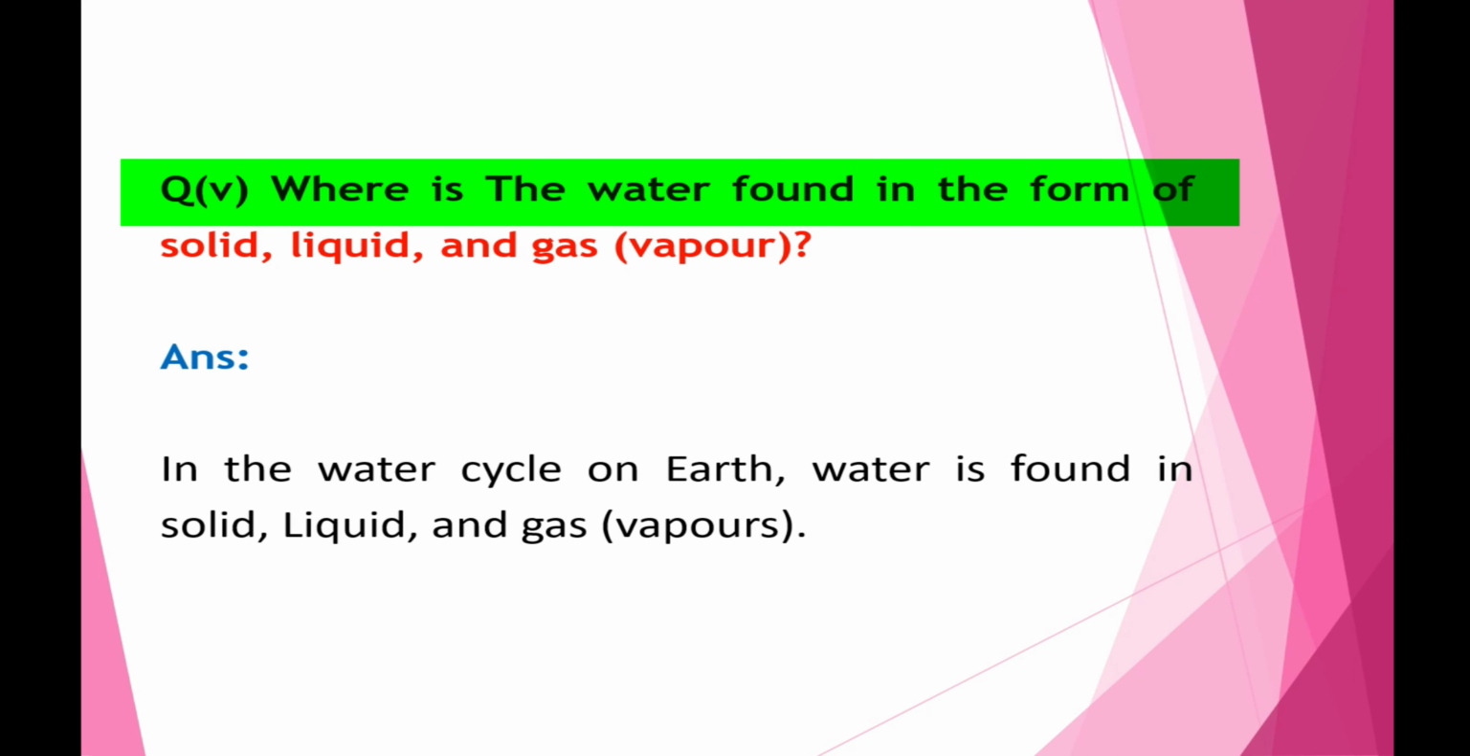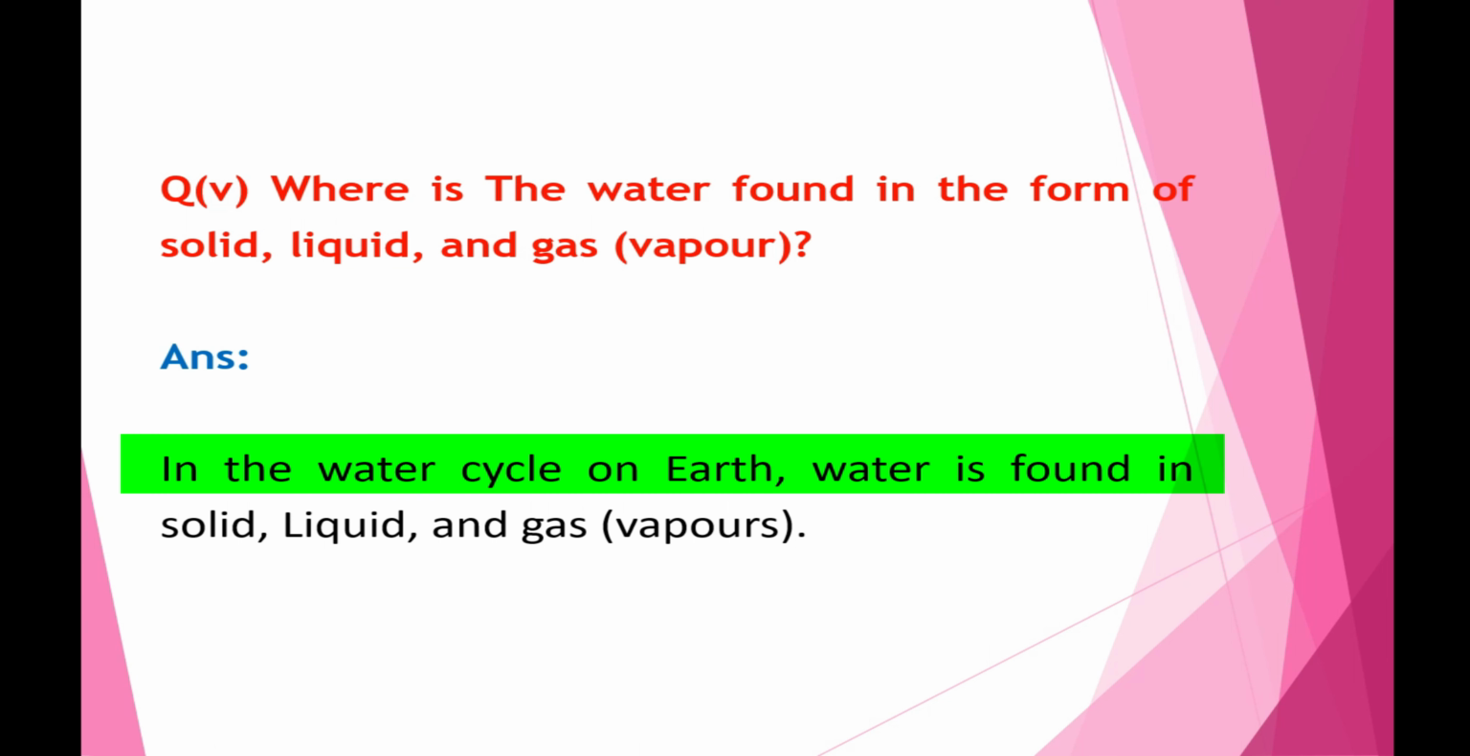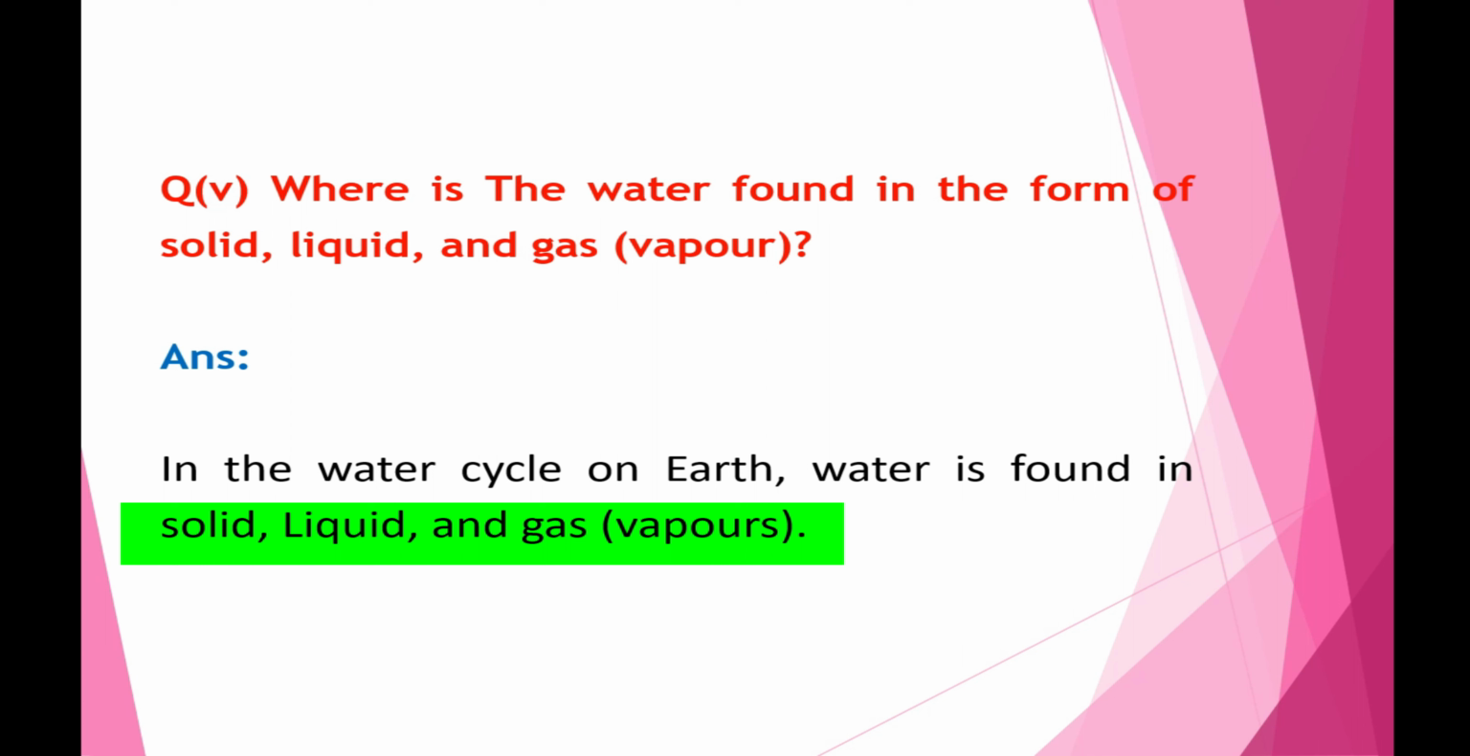Question number 5. Where is the water found in the form of solid, liquid, and gas, vapor? Answer. In the water cycle on Earth, water is found in solid, liquid, and gas, vapors.